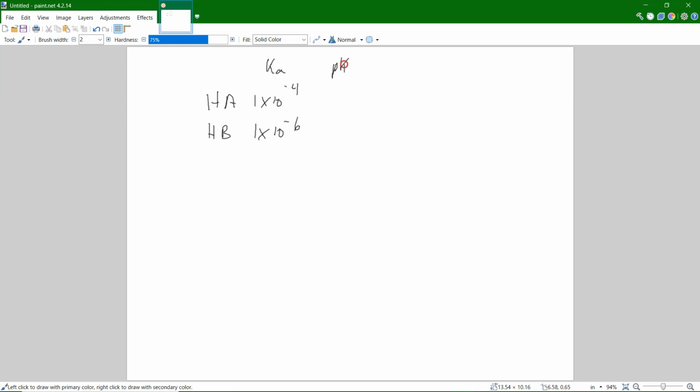Now the pKa is minus 1 times the log of the Ka. So for the first one, I don't need to calculate for that. I can just know that that's 4, right? Log to the base 10. And for HB, it is 6. So the smaller the value of pKa, the stronger the acid, relatively speaking. Okay, so that's just one point that I should mention.